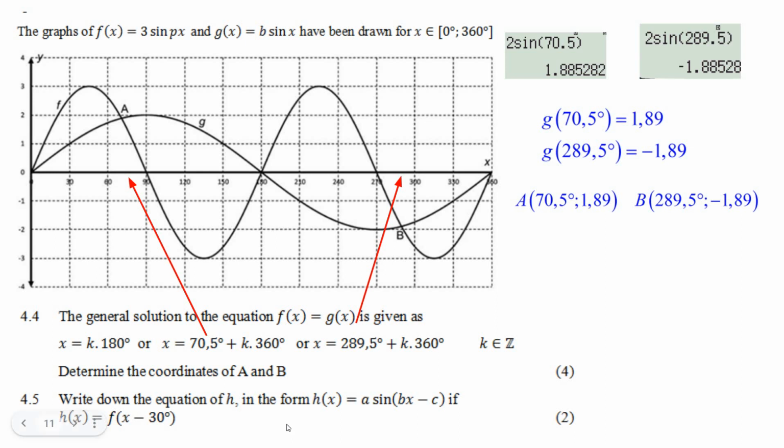But here, 4.5, write down the equation of H. In this form, the equation of H, if we're going to subtract 30 degrees from F, but write it in this form, bx minus c. Well, the first step isn't so hard, because you just take f, which is 3 times the sine of 2x, but you write x minus 30 in there. Well, that's the first step. That's all there is to it.